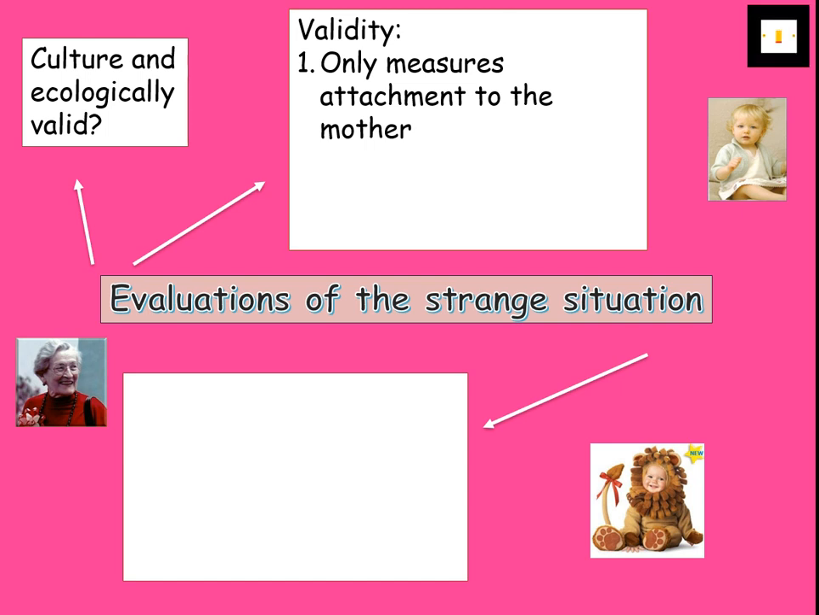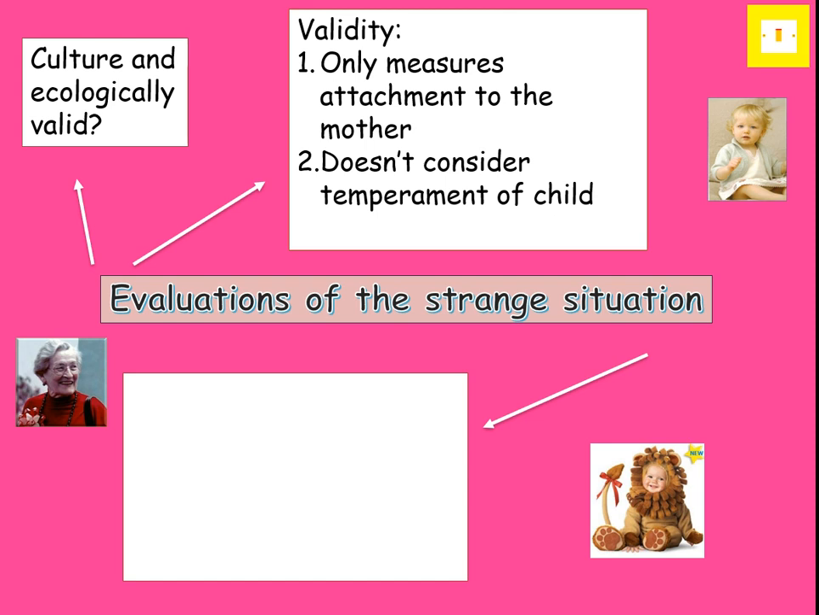So just remember, it's quite limited because it only measures the attachment to the mother, and therefore it's not a complete valid measure of attachment, is it? Because it doesn't give us a completely holistic one. It only tells us about the attachment to the mother. And it doesn't consider the temperament of the child. It only looks at the internal working model.